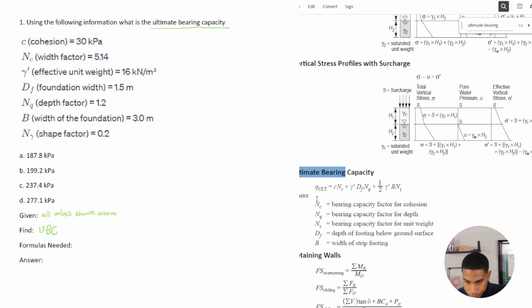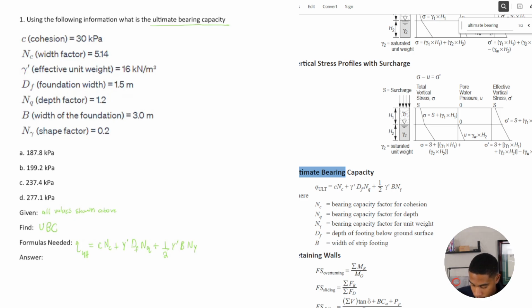Okay, so we have everything that we need to get this ultimate bearing capacity, which they want in kilopascals. So let's write out our equation and then solve. We have Q, make it a baby Q. Q ult is equal to C NC plus Y prime D sub F N sub Q plus 1/2 Y prime B N Y. Okay. So now we just plug and chug.